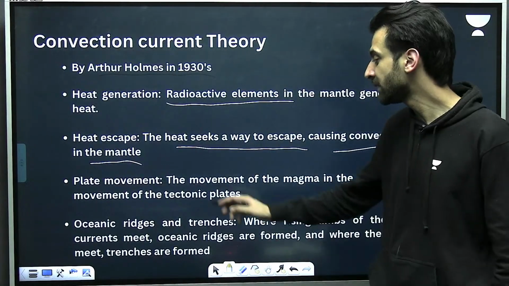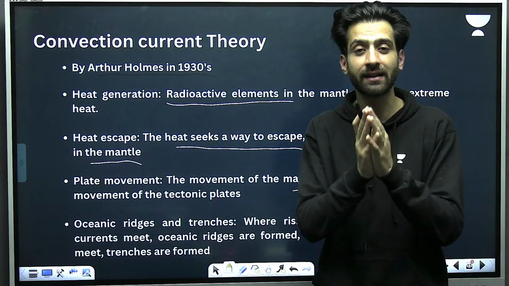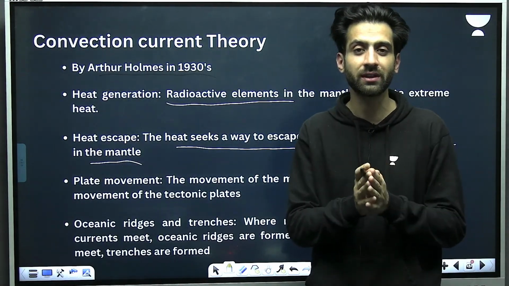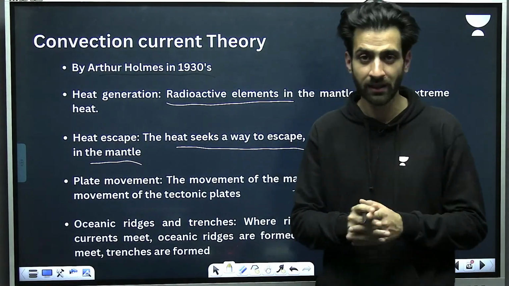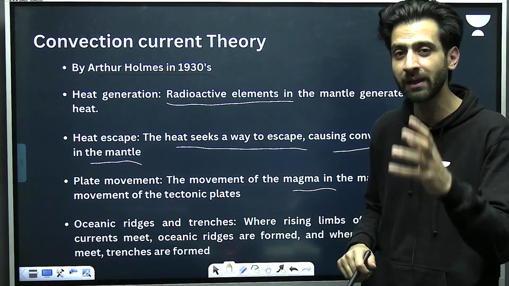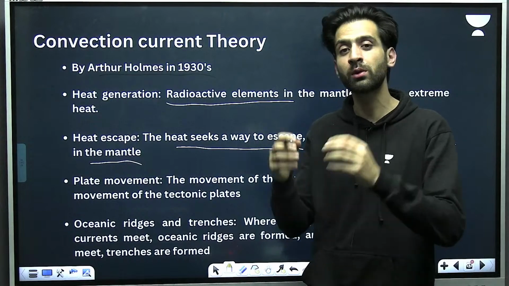Clear? And then the movement of the plates is, as I told you, according to the ascending limb and the descending limb. This is how the plate movement or the convection current is there in the interior of the earth. This is about the convection current, and this is the main force that is responsible for the movement of the continents over the period of years.